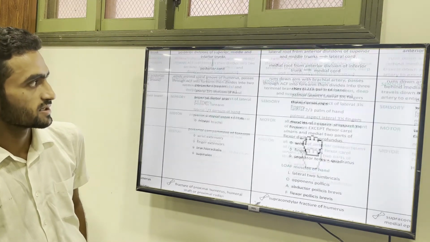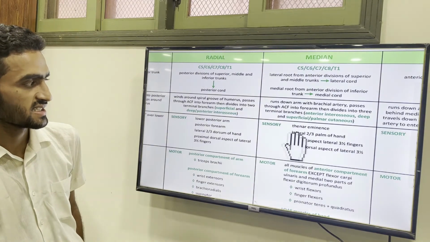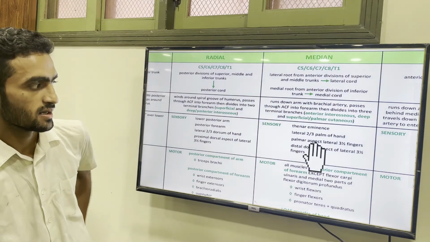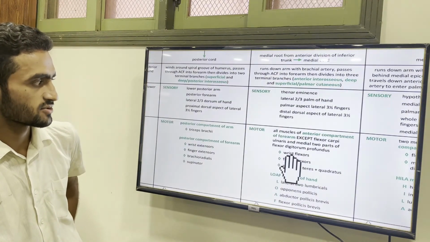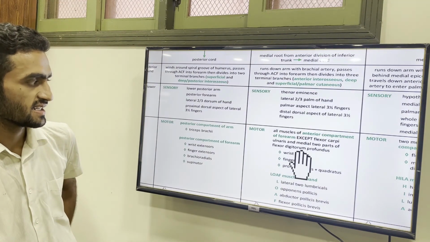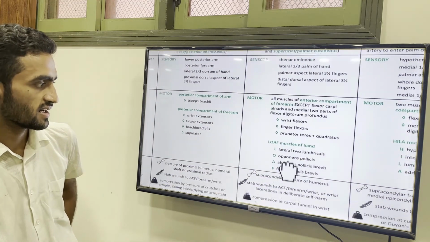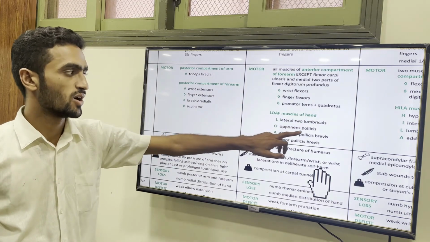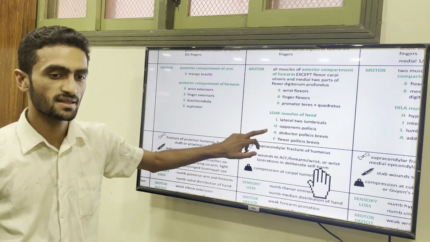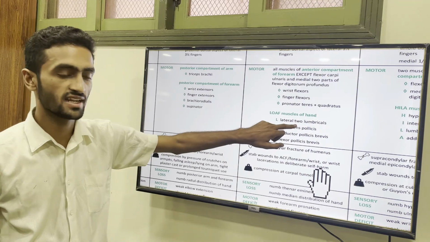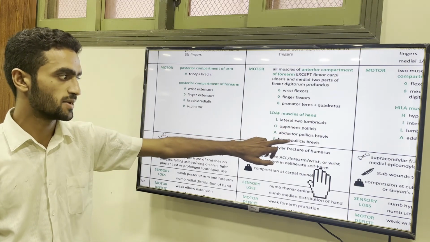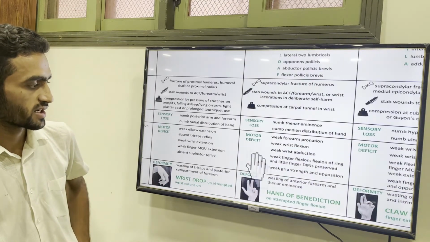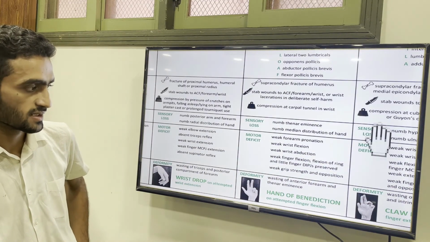If you follow the median nerve, you can see the sensory supply: thenar and lateral 3.5 digits. The lateral 2/3 of the palm is sensory actually, and all the anterior compartment muscles except 1.5. This is actually the thenar group: lateral 2 lumbricals, opponens, abductor and flexor pollicis brevis. These are the three thenar group muscles, and this is your lateral 2 lumbricals. Here is the injury site and the last motor defect, the hand of benediction like this.